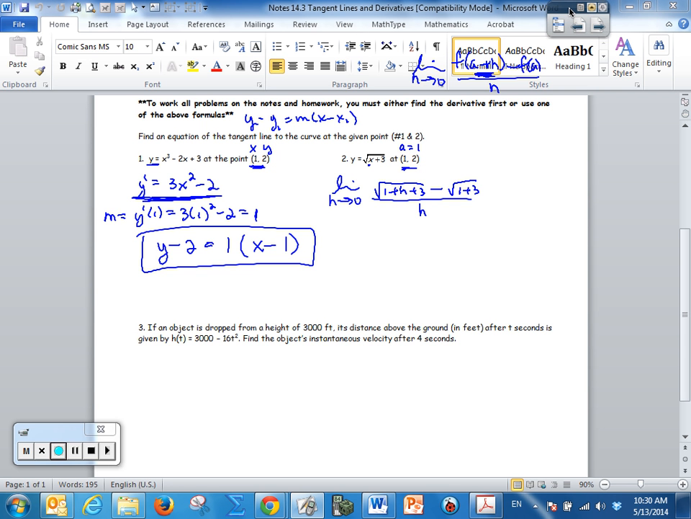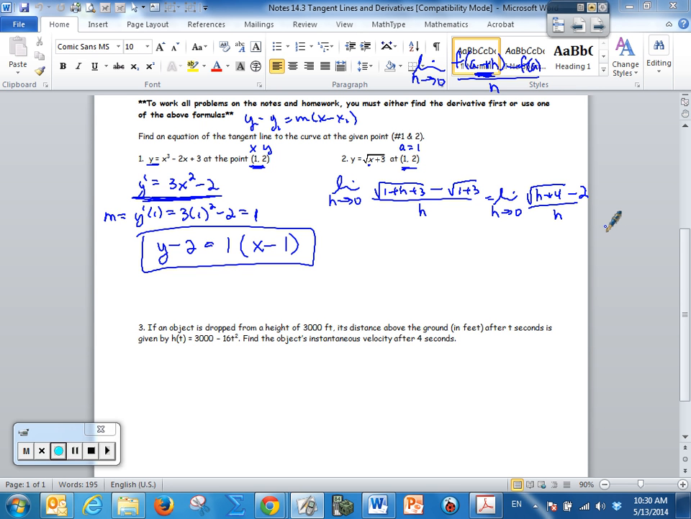we just have a limit to solve. And I have 1 plus h. Let's just clean it up a bit. It's just a bit messy. So limit as h goes to 0. So I have the square root of h plus 4 minus the square root of 4, and the square root of 4 is 2, over h.